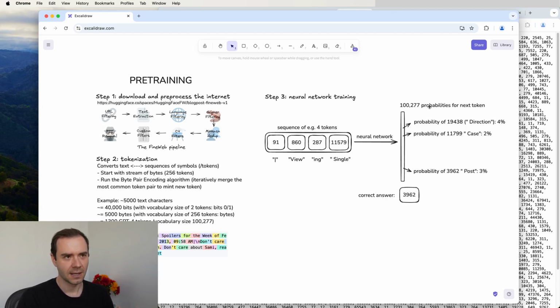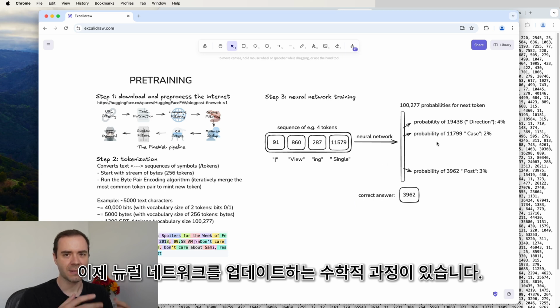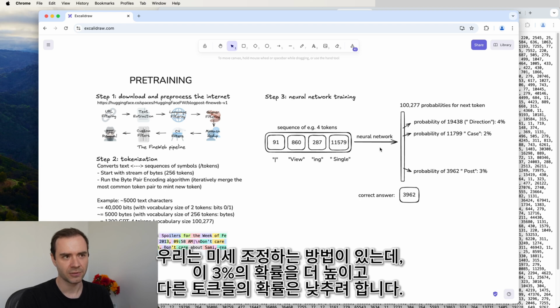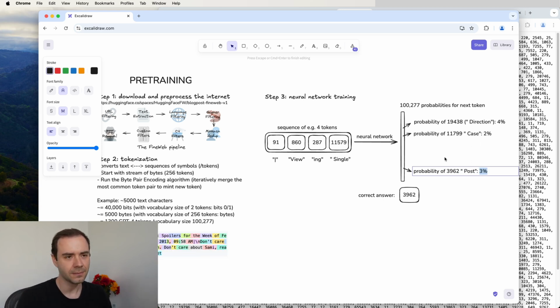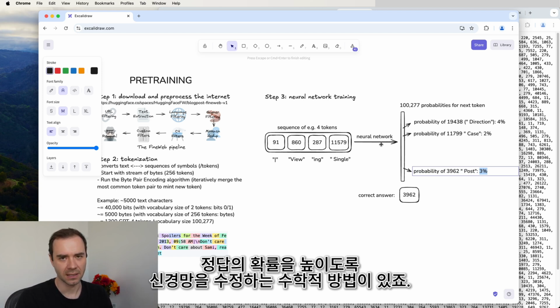sequence. So now what we have is this mathematical process for doing an update to the neural network. We have a way of tuning it, and we're going to go into a little bit of detail in a bit. But basically, we know that this probability here of 3%, we want this probability to be higher, and we want the probabilities of all the other tokens to be lower. And so we have a way of mathematically calculating how to adjust and update the neural network so that the correct answer has a slightly higher probability.